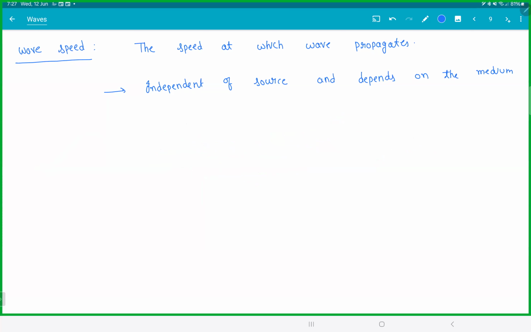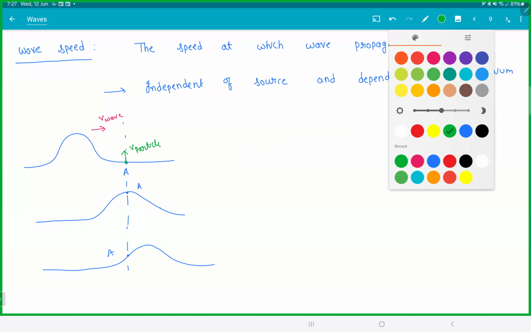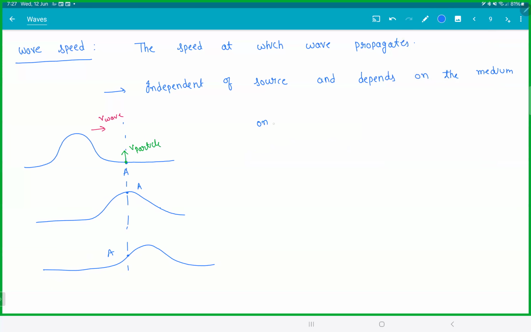So when you take this, if you look here, this is your wave speed, the speed at which the disturbance is traveling. Whereas if you look at this point A, this point has v, the particle speed, and you can clearly see both are perpendicular in a transverse wave. So on a string, the velocity of particle A is up and down.